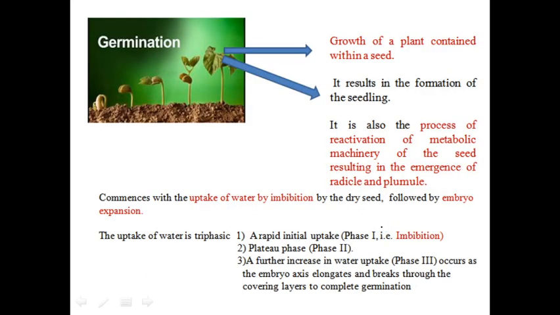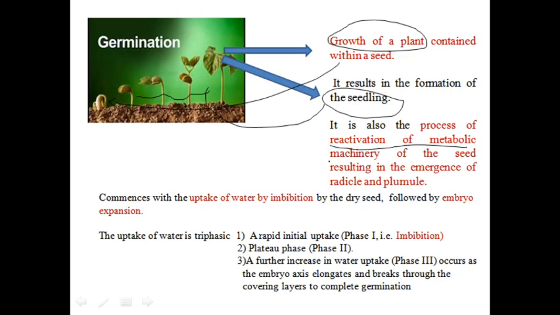Then what is germination? It is nothing but the growth of a plant that is contained within the seed, and it results in the formation of a seedling. These are the different steps for formation of seedling. This is the process of reactivation of the metabolic machinery of the seed, and that results in the emergence of the radicle and the plumule.